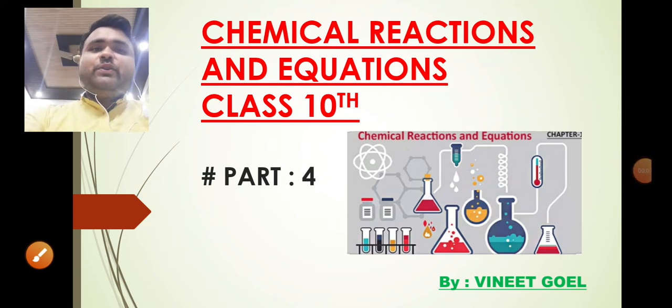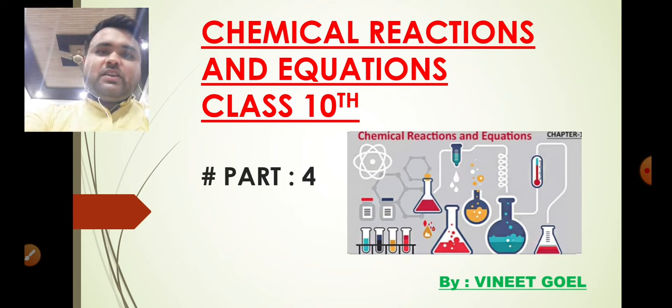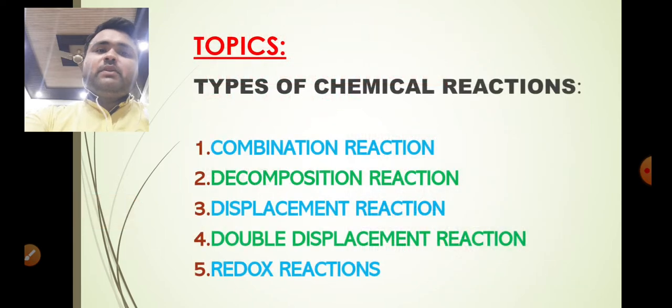In the previous video, we discussed what a chemical reaction is, what a chemical equation is, and how to balance a chemical equation. Now in this video, we will discuss the types of chemical reaction. We have 5 types of chemical reaction: combination reaction, decomposition reaction, displacement reaction, double displacement reaction, and redox reaction. In this video, we will discuss combination and decomposition reactions.